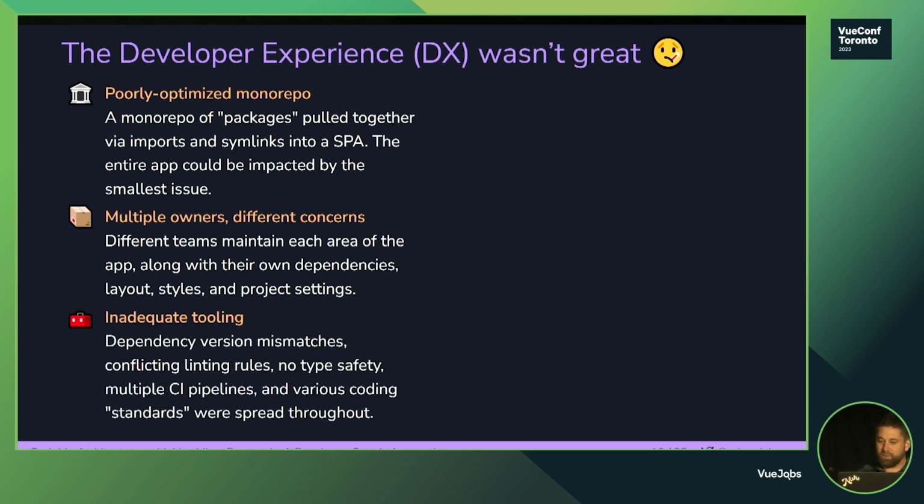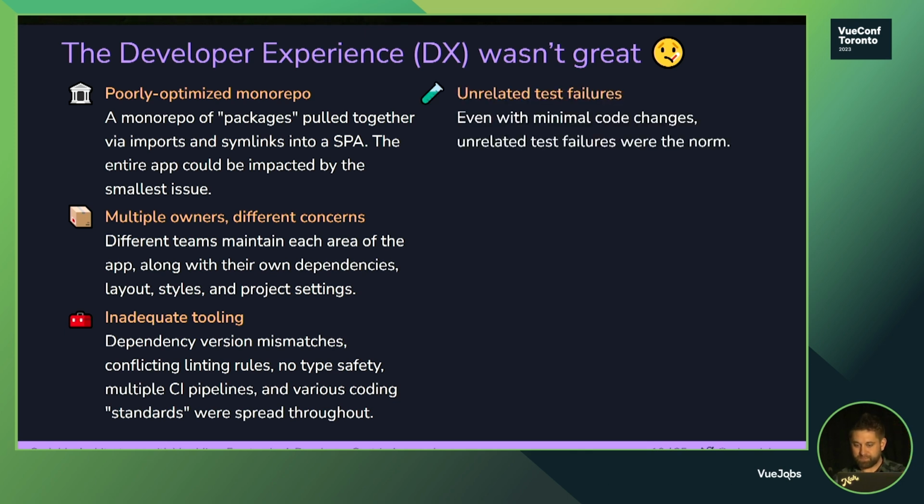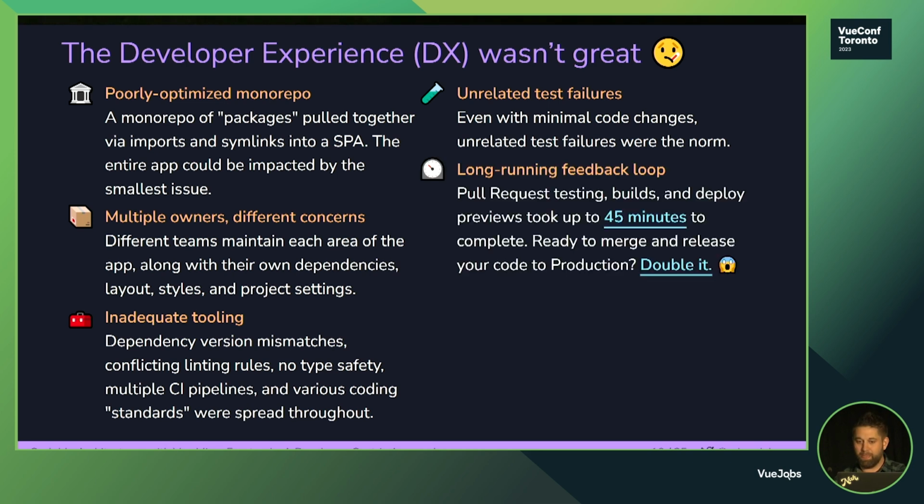We also had inadequate tooling, right? The dependency versions were mismatched across the app. There were a lot of conflicting linting rules, multiple CI pipelines, and various coding standards spread throughout. Again, test failures, right? That's something I'll harp on a little bit here. You could change something in your product area, and then tests across the app may start failing in your CI, unrelated to your change. It boiled down to flaky tests, and again, we'll get into that a little more in a minute.